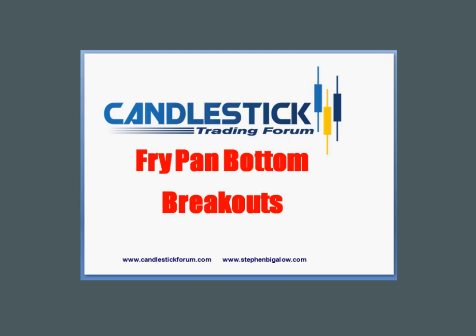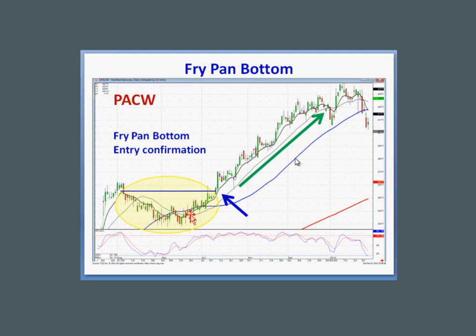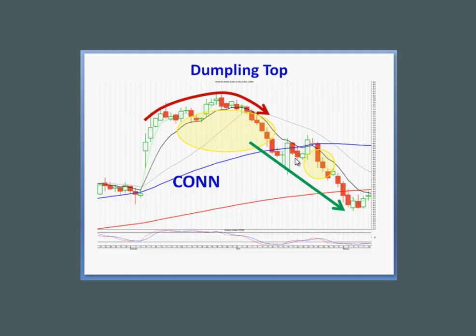All right, so if you can use the T-line, we know a fry pan bottom breakout will produce a very strong price move, but how long do we stay in that price move? Very simple, as long as we don't see a candlestick sell signal and a close back below the T-line. Same thing with a dumpling top. These are all very effective patterns.